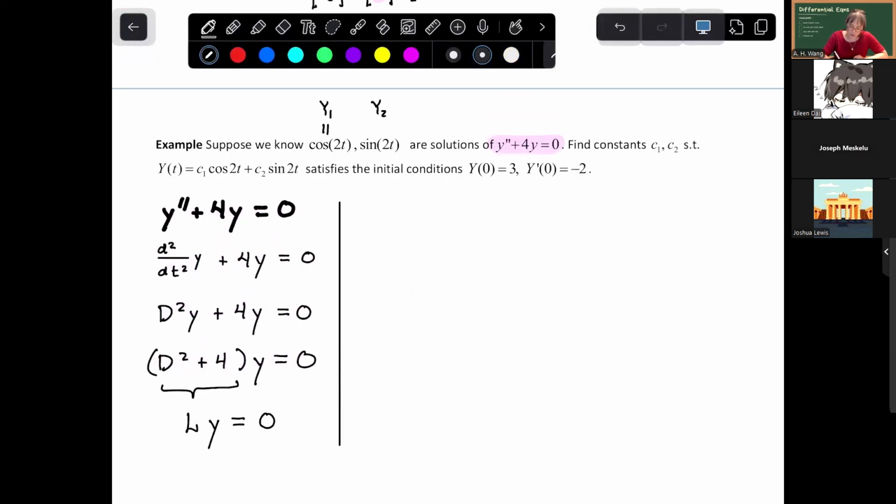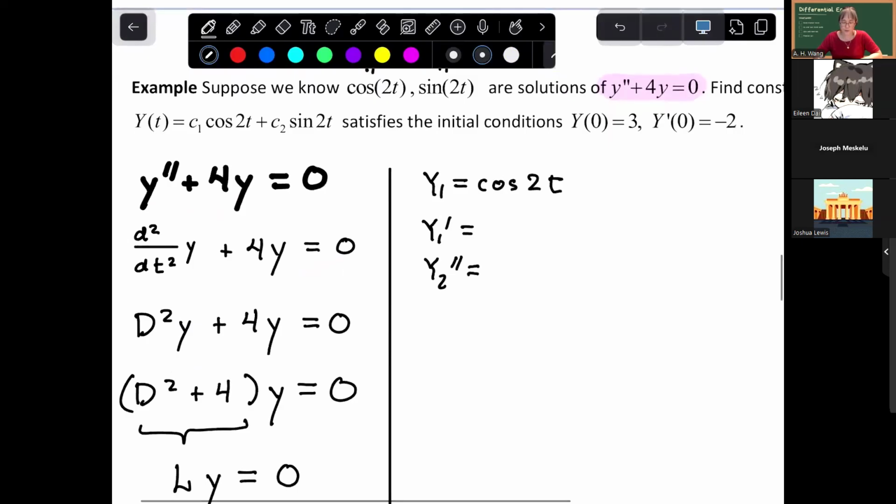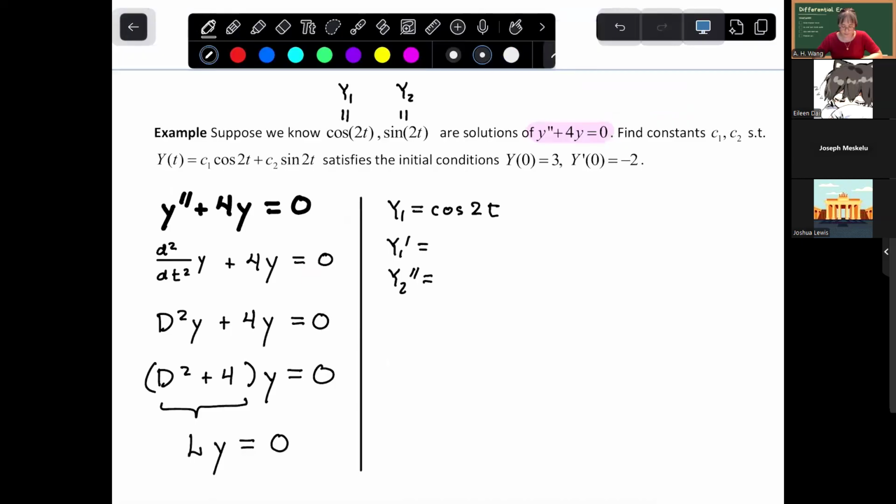are solutions. Okay, so let's take a look at this. So let's write down the first one. Looking ahead, you see you're going to need the first derivative and the second derivative to plug it in. So quickly tell me, what is the first and second derivative? -2 sine 2t. Perfect. Next. -4 cosine 2t. Perfect.